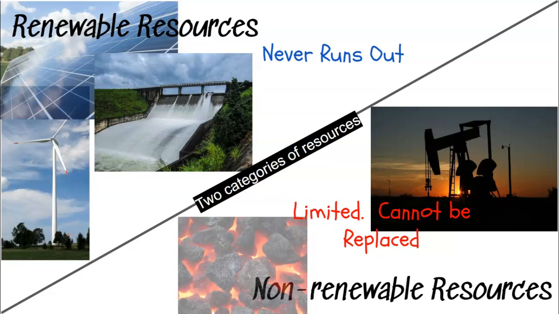Now, some biological resources fit into this too, but renewable resources never run out. These are things we will always have: wind, the sun, water. Whereas non-renewable resources will run out eventually: gas, coal, things like that.